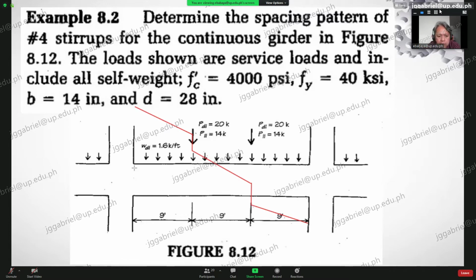Assuming that this is our x-axis. Okay. Then since it's antisymmetric, we can just analyze this part, no? Itong part na to na lang, yung half of the beam, and then kung ano yung spacing, the spacings here would be the same spacing on the right side of the beam. Okay.